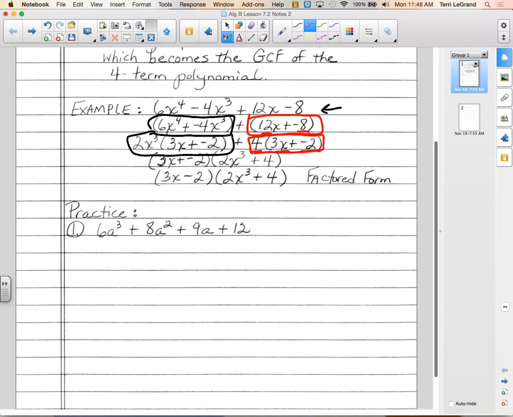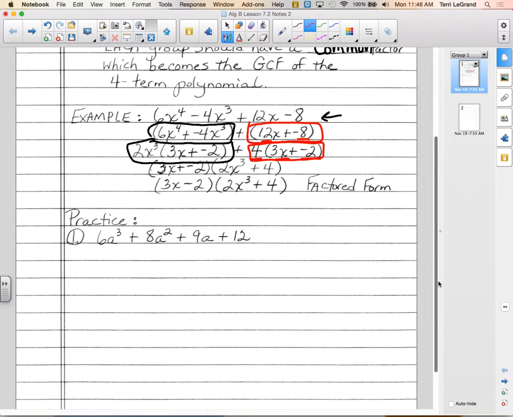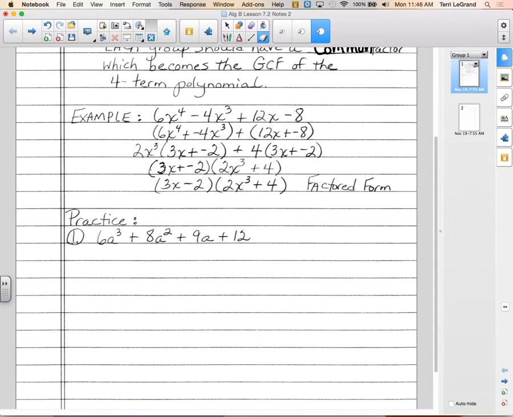So what we did now is we just did that step that says, make two groups, that was the first thing, GCF each group. And now we're to this bullet. It says each group should have a common factor. Do they have a common factor? Yes. What is it? 2x cubed and 4? No. What do they have in common? What do they have that is exactly the same factor? Yeah, the 3x plus negative 2 is exactly the same. The 3x plus negative 2, after it got factored, we have that one. They each have one of those.